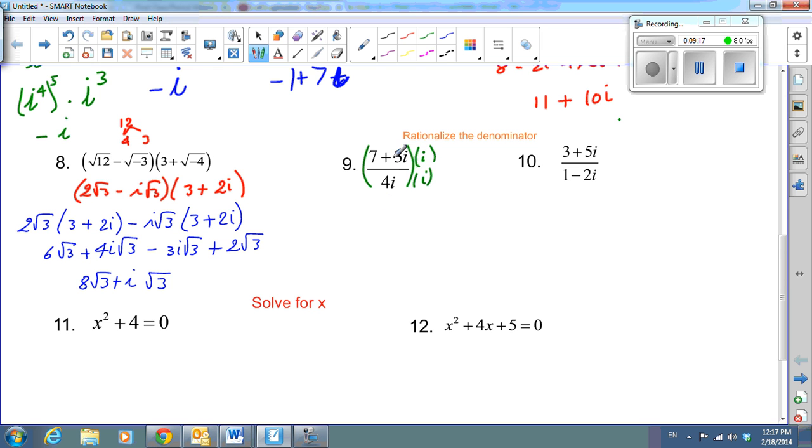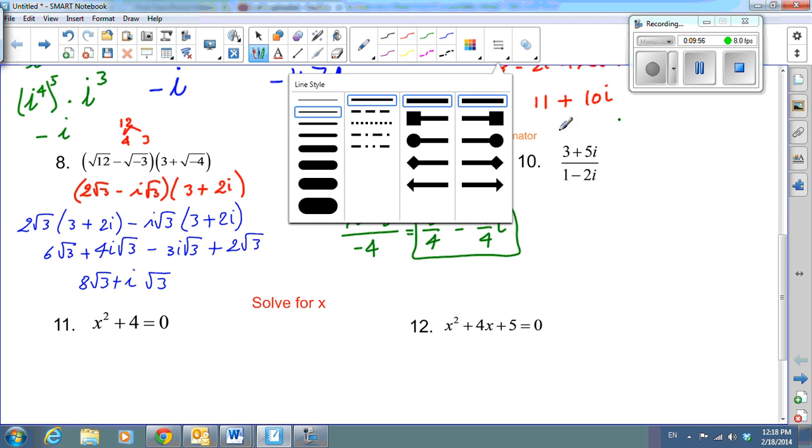So on top, I will end up with 7 times i, which will be 7i, plus 3i times i will give me 3 times negative 1, so it's minus 3, over 4i times i will give me a negative 4. Well, this is not the normal complex form, so I will rewrite it as negative 3 divided by negative 4 will give me 3/4. 7 over 4 will give me minus 7/4 of an i. Real, imaginary, the whole thing forms my complex number. So this is my answer. Let's rationalize the next one.